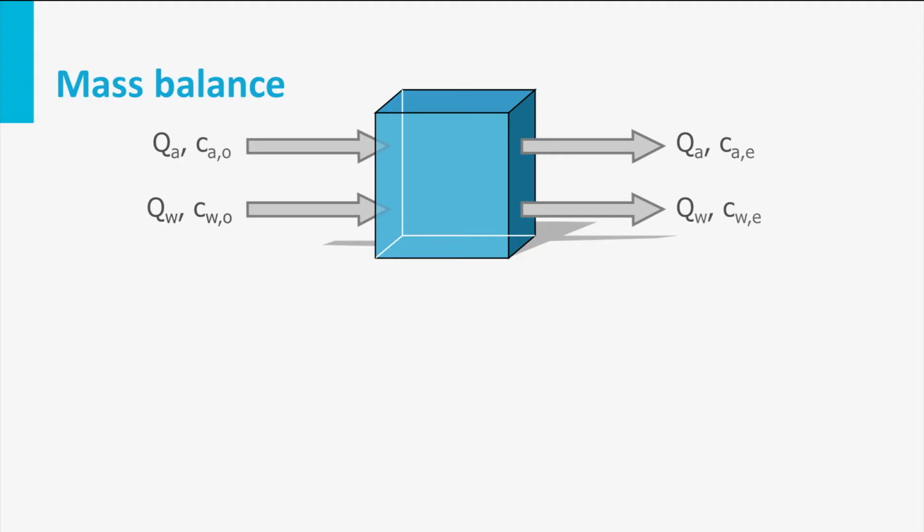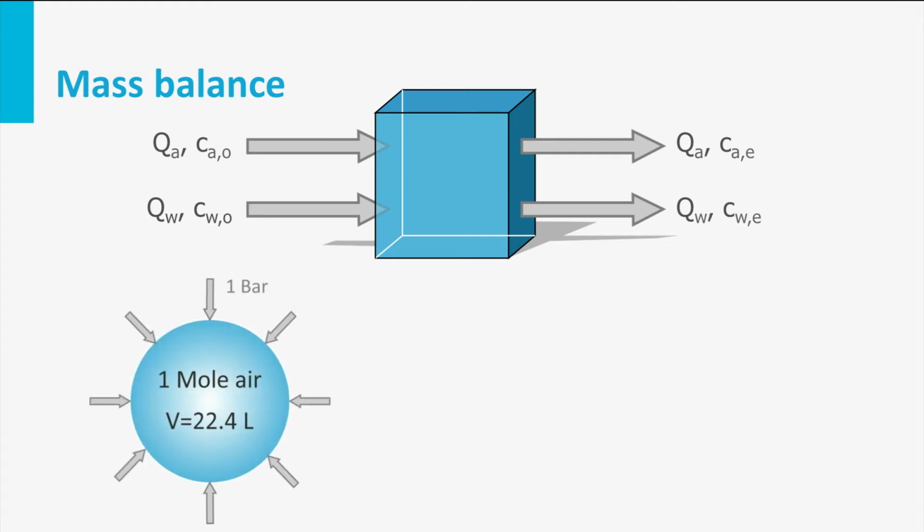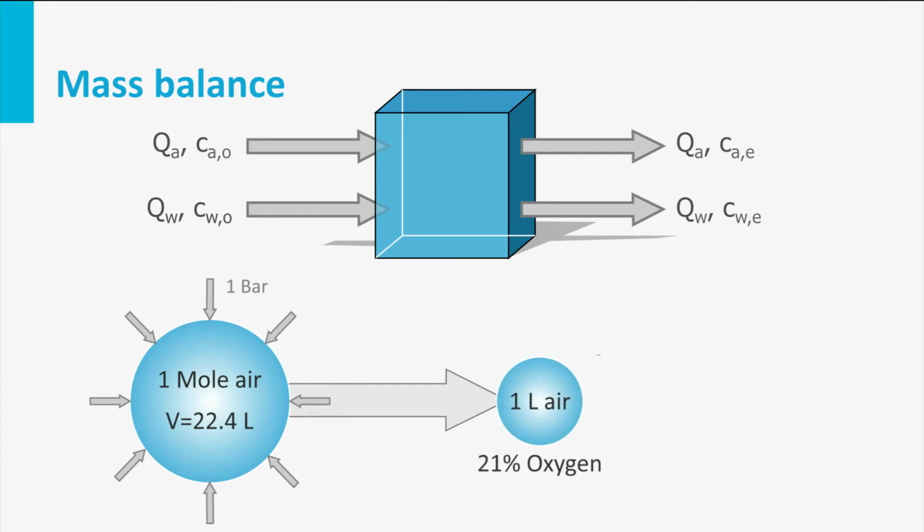When considering the mass balance, the amount of air needed for the addition of oxygen can be easily calculated. The volume of 1 mole air is 22.4 liters at 1 bar. So, 1 liter air with 21% oxygen is 0.3 grams of oxygen. To get 10 milligrams oxygen in 1 liter of water, theoretically only 33 milliliters of air is needed.